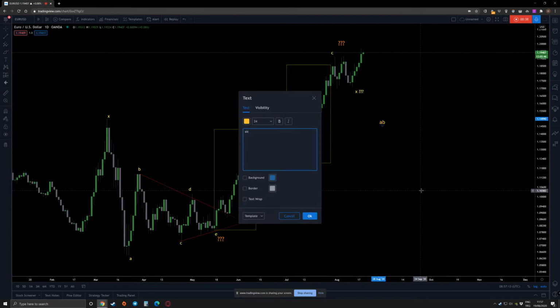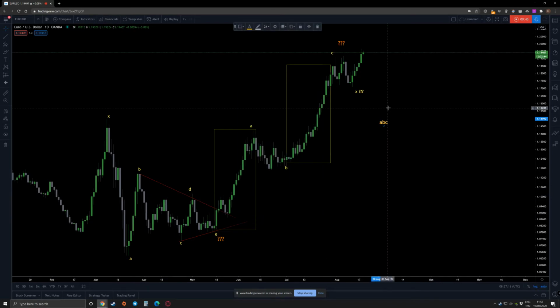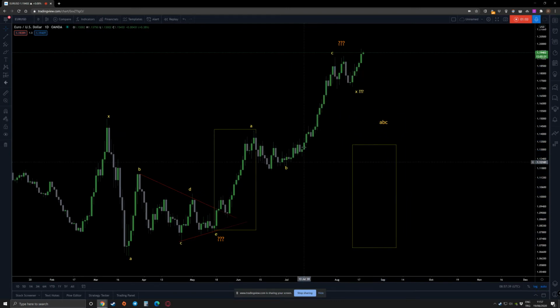So we have the first ABC, okay? After this on the big degree is finished, and we have the wave A of the zigzag, okay? Now, after the wave A of the zigzag, we have the wave B, and then we have the wave C. Now, the little problem about this analysis is that it is pretty hard to figure out exactly where the B wave has finished, okay?